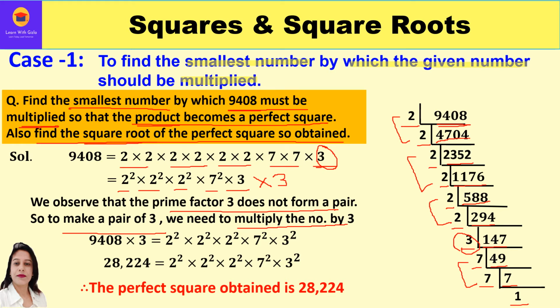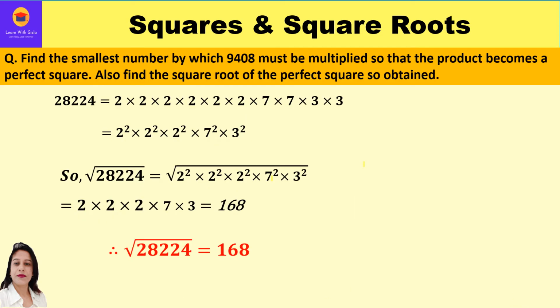So what we will do is we will multiply 9408 by 3, and we can write the factors as 2 square into 2 square into 2 square into 7 square into 3 square. So over here 9408, when we multiply it by 3, we get a perfect square number, that is 28,224. And why is it a perfect square number? Because every factor can be written in the form of pairs. So we say we have got a new perfect square number, that is 28,224.